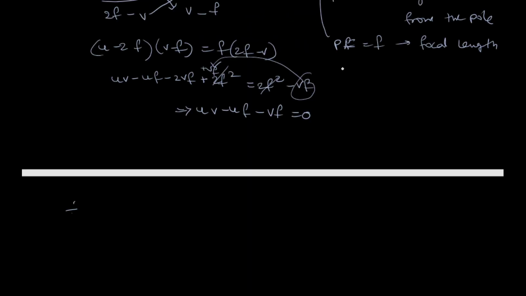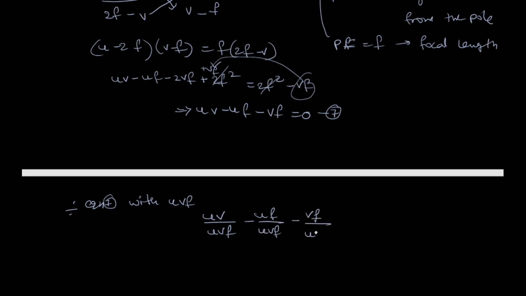This equation number is 7. I'm just dividing the equation number 7 with UVF. UVF తో డివైడ్ చేస్తాం. అప్పుడు ఏమవుతుంది? UV by UVF minus UF by UVF minus VF by UVF, which is equal to 0.